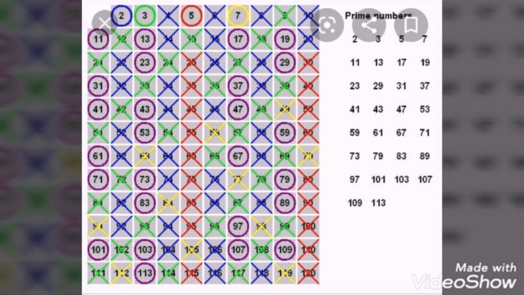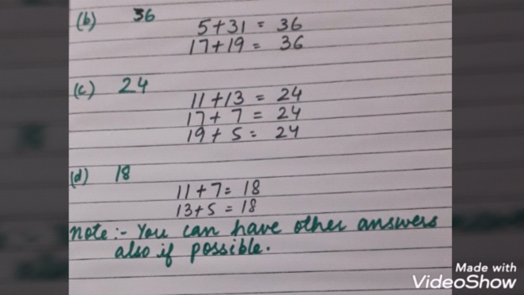And there are many more till 120 also, as has been shown in the clip. Now the other parts of the question can be done in a similar way using the sieve method, and we can have the combination of different numbers. Like B part, 36 can be written as 5 plus 31 or 17 plus 19. 24 can be written as 11 plus 13, 17 plus 7, 19 plus 5. And 18 can be written as 11 plus 7, 13 plus 5. You can see we can have other possible answers also if you have other combinations.